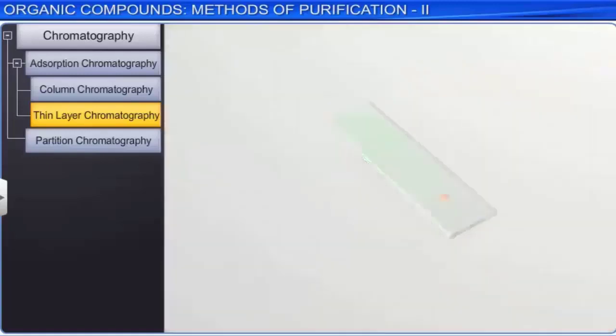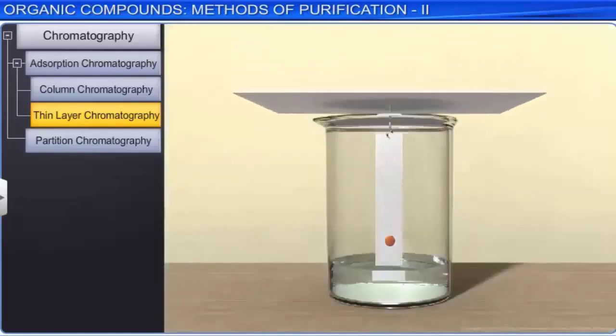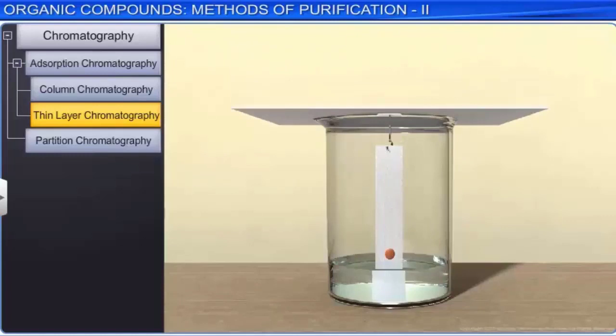Then the plate is placed in a closed container containing the eluent. As the eluent moves up the plate, it causes the components of the mixture to distribute between the adsorbent on the plate and the moving solvent, thus separating the components of the mixture.